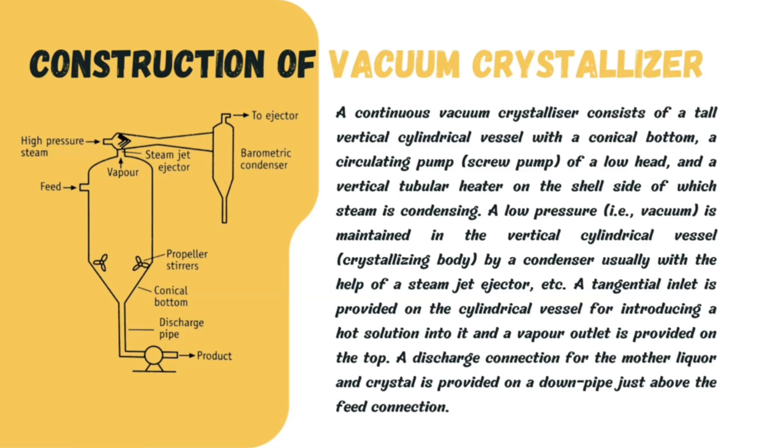steam jet injector. A tangential inlet is provided on the cylindrical vessel for introducing a hot solution into it, and a vapor outlet is provided on the top. A discharge connection for the mother liquor and crystals is provided on a downpipe just above the feed connection.